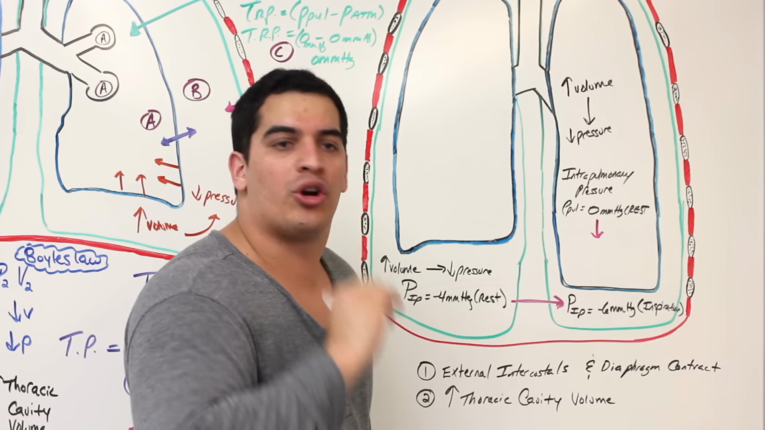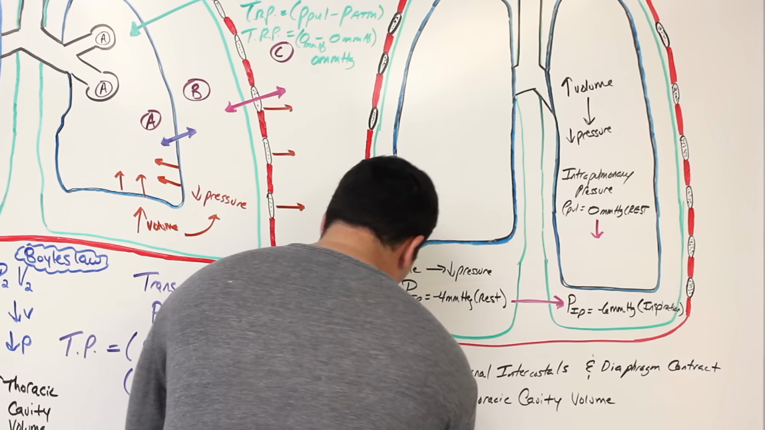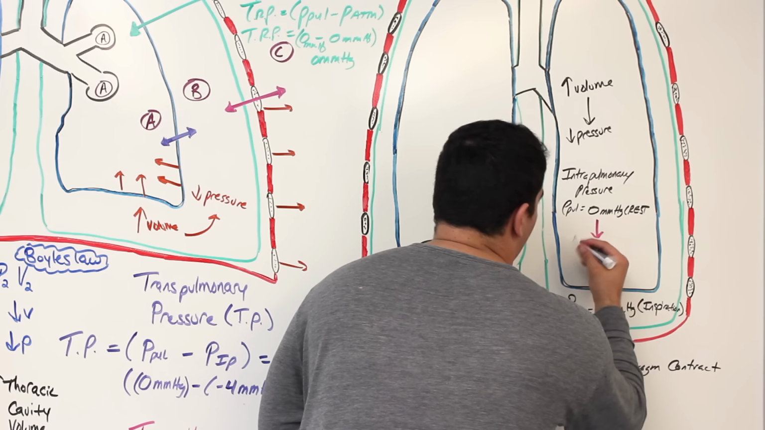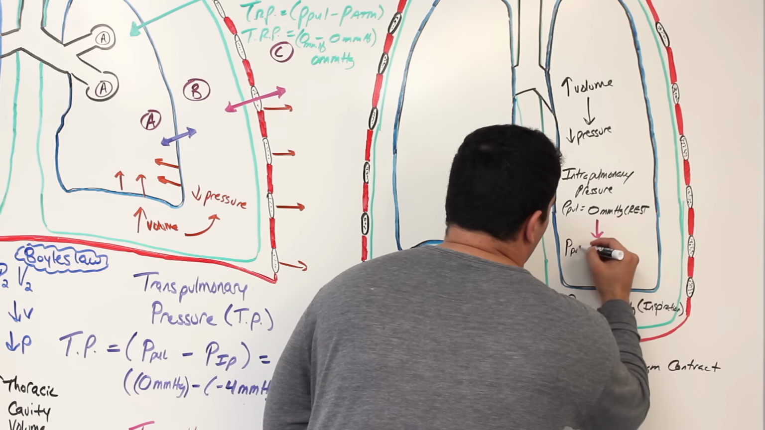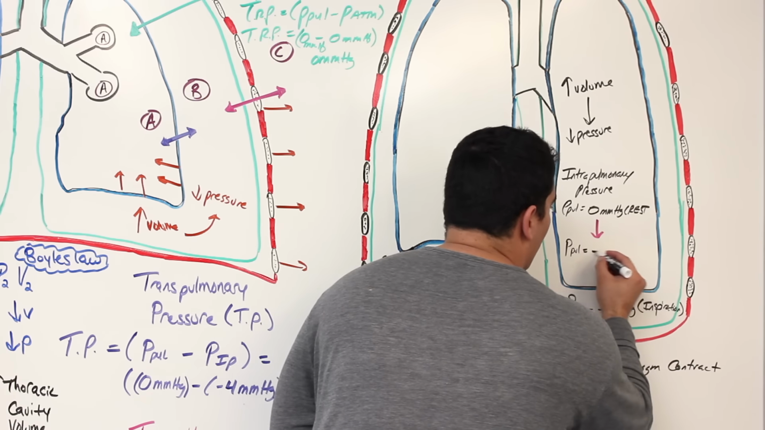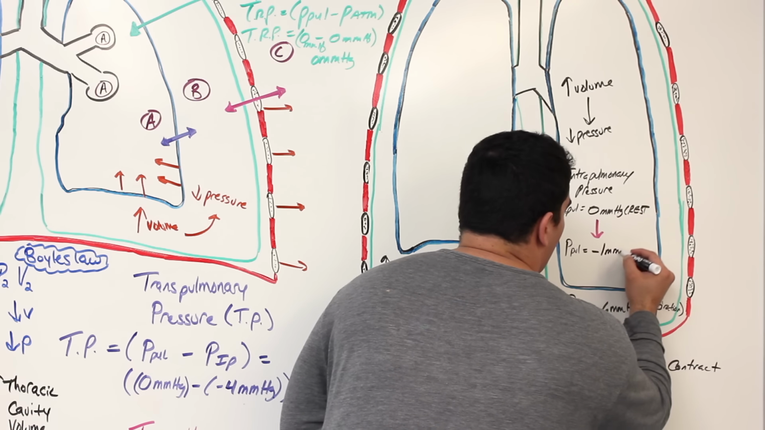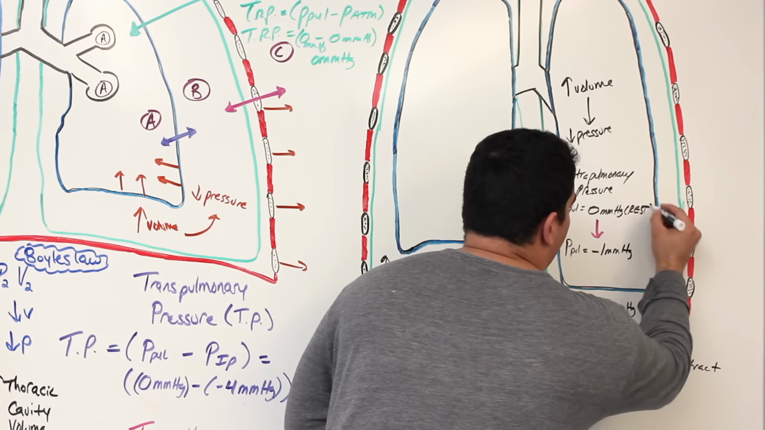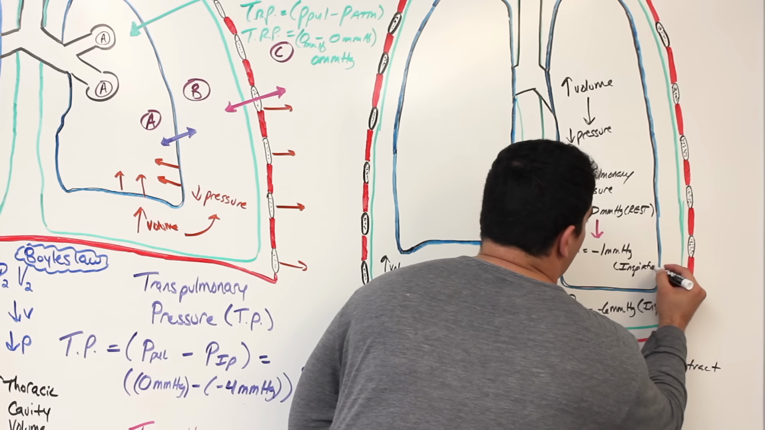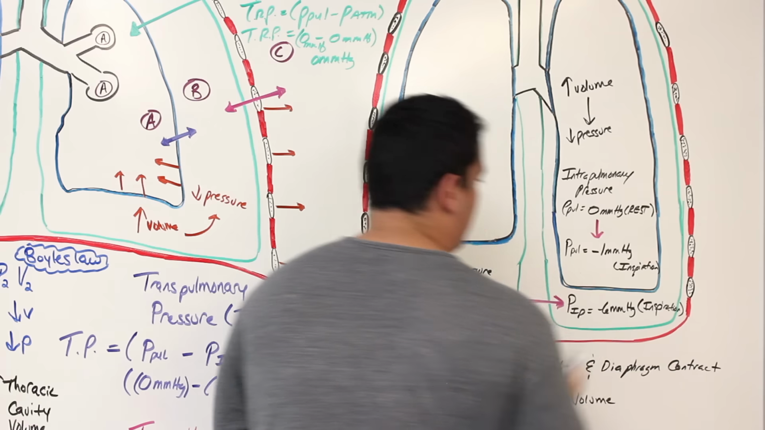So it only drops about 1 or 2 millimeters of mercury. So we're going to put here, let's just put -1. But again, it can drop down about -1 or -2. So it went down 1, so we're going to put -1 millimeters of mercury during inspiration. Oh, it should make so much sense. It does to me somehow.